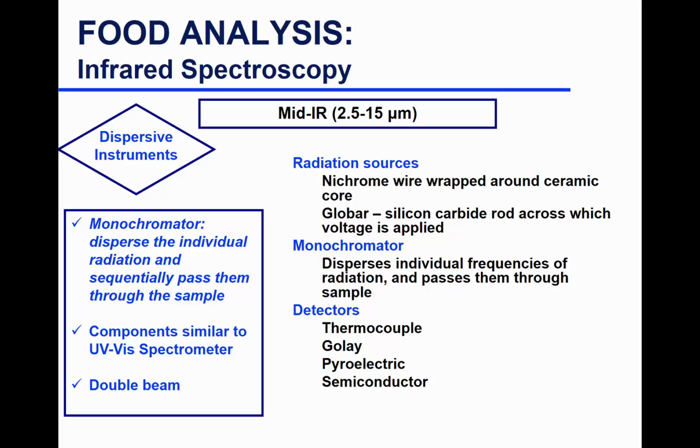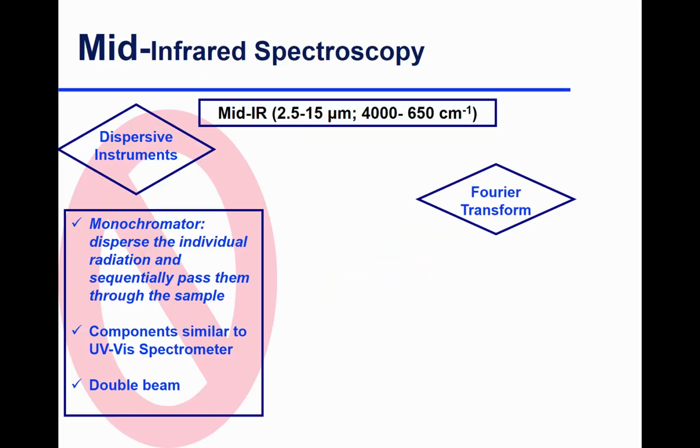The other components of that instrument are very similar to a UV-vis instrument, and oftentimes it's double beam. If you remember, double beam means you have a reference cell and a sample cell, and the light gets split and goes through both and gets corrected. So there are different sources of radiation, different detectors, and the role of the monochromator. Like I said, these old instruments are available, but not very much used.